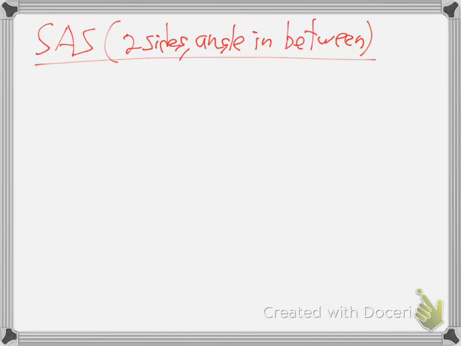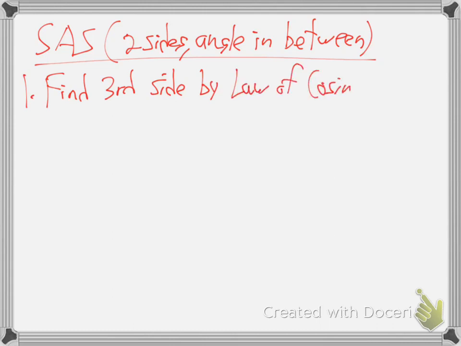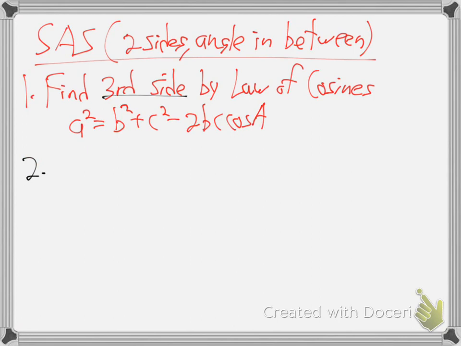So first off, how do you do side angle side? You start, find the third side by law of cosines. That's what we did, right? Law of cosines: a squared is b squared plus c squared minus 2bc cosine A, or whatever setup you have. So that's first. Second, what do you do after you find the third side? Now you have all three sides. Then you use law of sines, right? That's what we saw. Y'all with me?